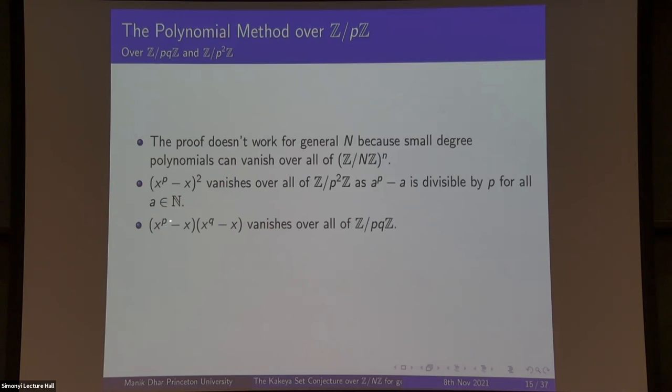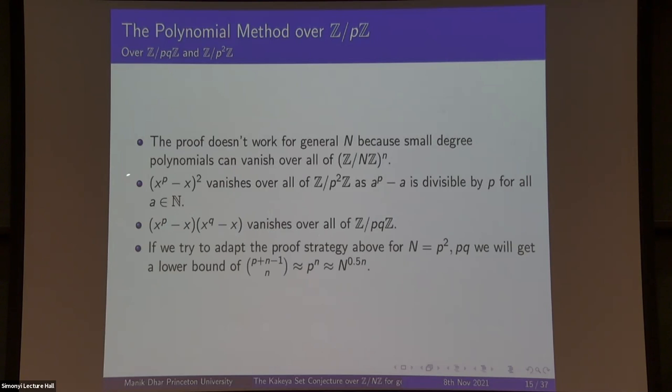Similarly, (x^p - x) times (x^q - x) will vanish over the entirety of Z mod pq. This is a degree p plus q polynomial and not degree pq, which you would like. So that's also a problem.